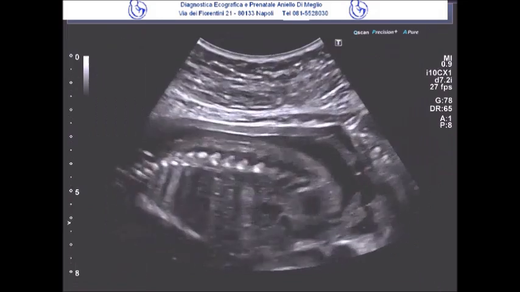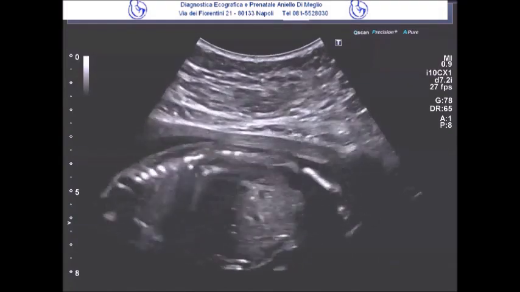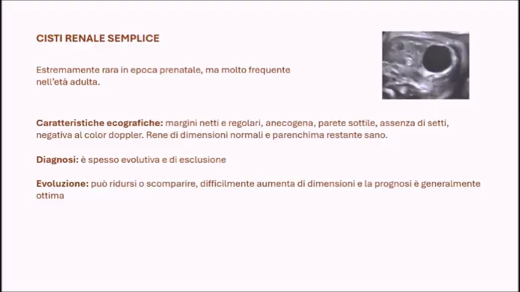The main issue in this case was to accurately characterize this alteration, which at first was not clearly interpretable on ultrasound. Essentially, the two main suspicions were a differential diagnosis between a simple renal cyst and focal renal dysplasia.